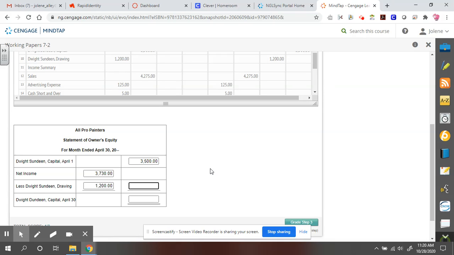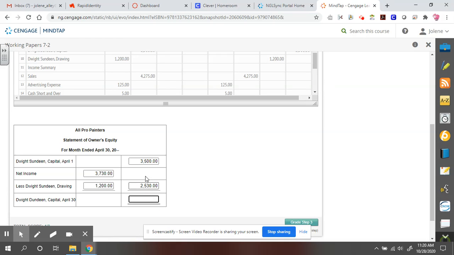Because he's the owner, he owns all of this. So it tells me net income less the drawing account. I'm going to subtract these and put the difference here. So I have 3730 minus 1200, so I have $2,530. I'm going to do it a second time just to be sure that I'm right, that I didn't hit the wrong button on my calculator. Yep, got the same thing.